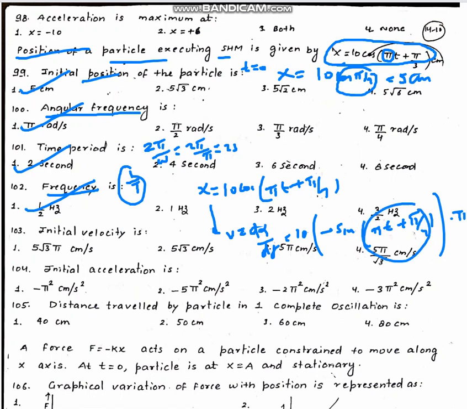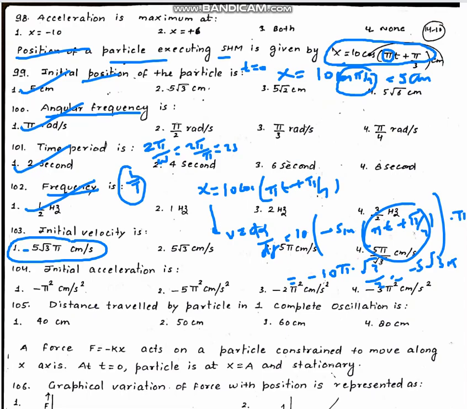So if t is equal to 0, then we have minus 10π, and it will be sin π/3, which is root 3 by 2. So we have minus 5 root 3 π. So initial velocity is minus 5 root 3 π. So here just make it minus. So first option will be correct here.